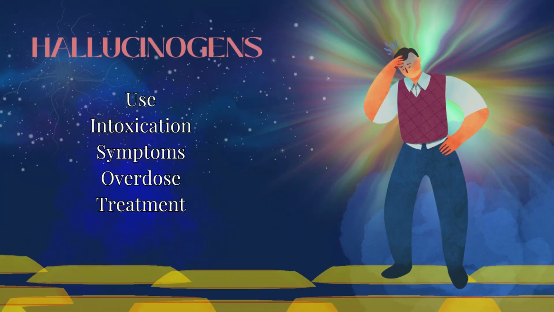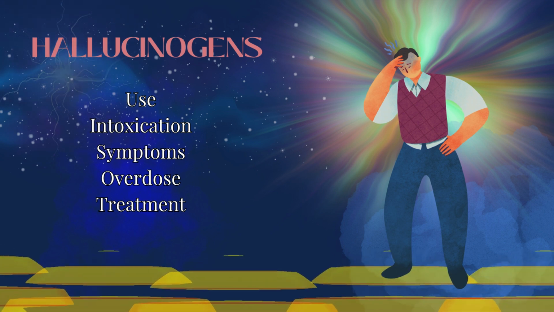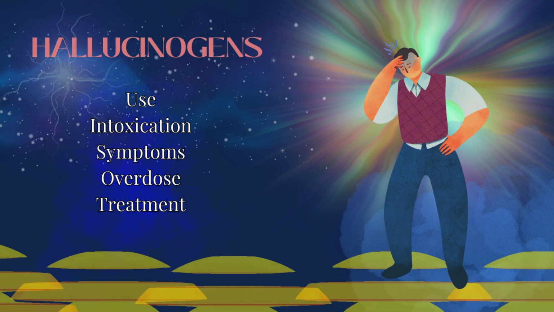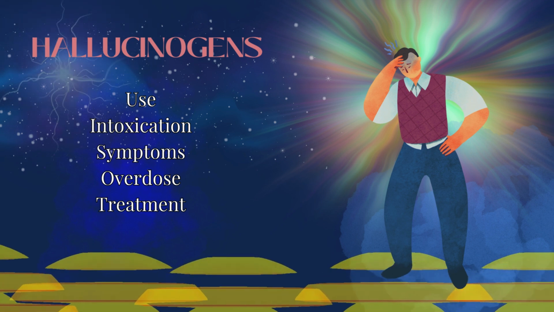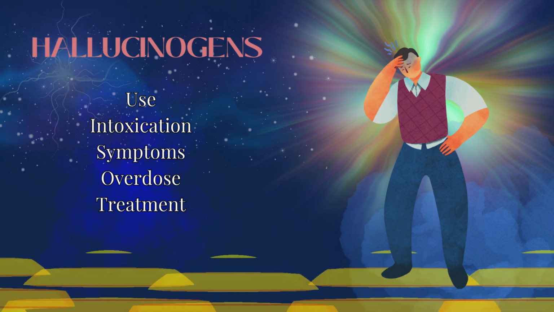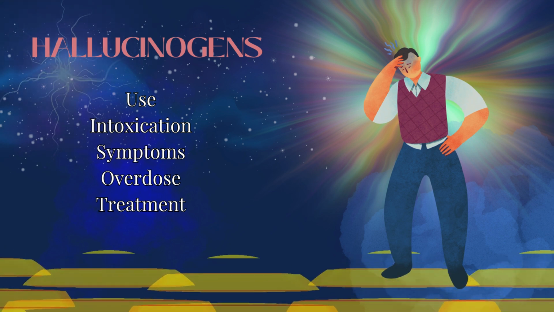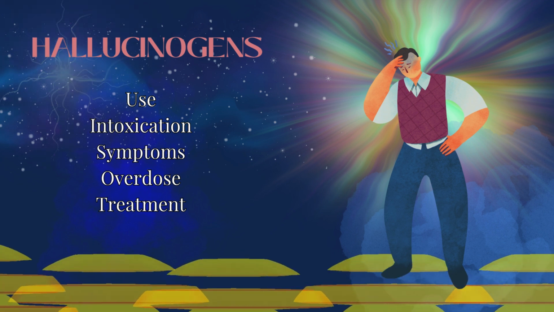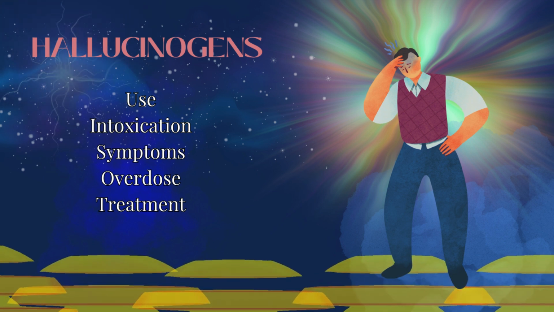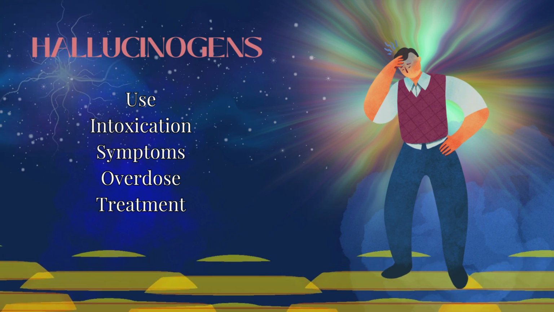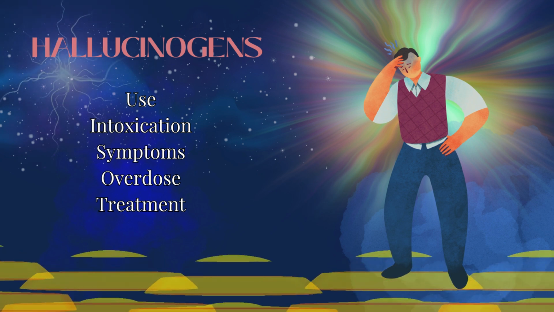In 2020, about 2.6% of people in America aged 12 and older used hallucinogens. Hallucinogens are a diverse group of drugs that alter a person's awareness of their surroundings as well as their own thoughts and feelings. They're commonly split into two categories: classic hallucinogens like LSD and peyote, and dissociative drugs such as phencyclidine and ketamine.